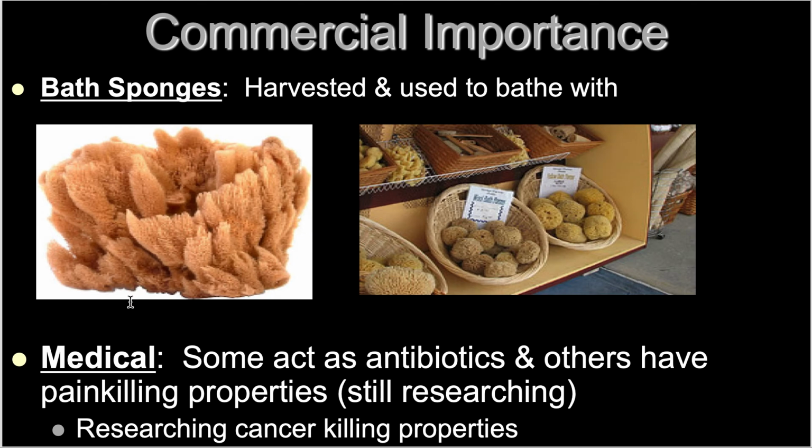Sponges are also used in medicine, and some will act as antibiotics, and others will have pain-killing properties. A lot of scientists are still researching these properties because sponges do grow back quickly and reproduce frequently. They're easy for us to use if they have some kind of medical purpose. They're a good thing to use because they do reproduce frequently. Right. And a lot of scientists are still researching the cancer-killing properties within some sponges as well.